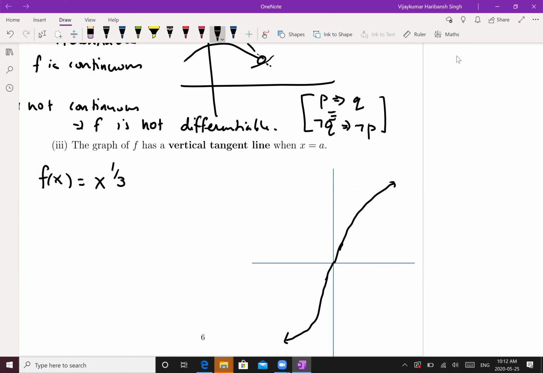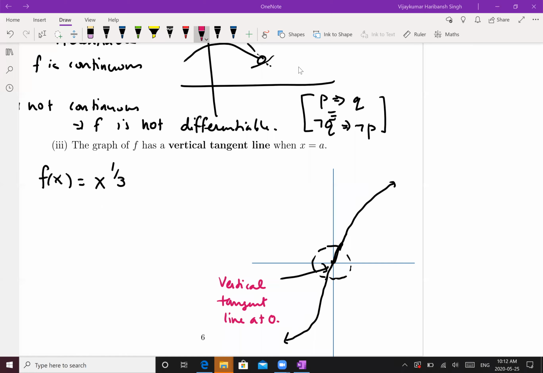Something of this sort. And as you can see here, if you look at the tangent line at 0, it becomes what? Vertical. So here we get a vertical tangent line at 0, right? So we get a vertical tangent line here.